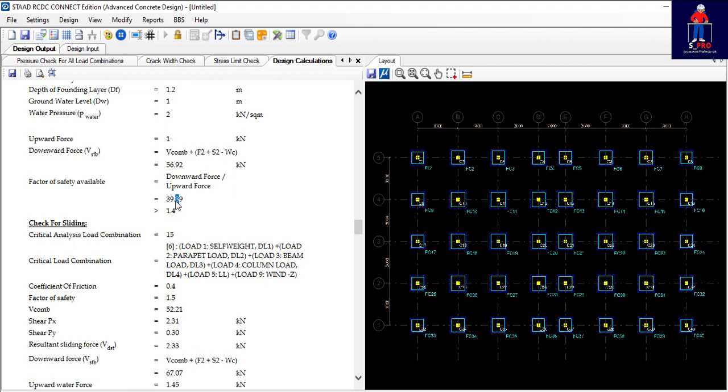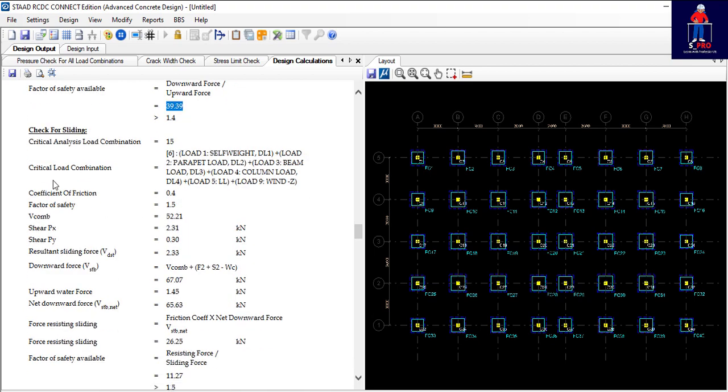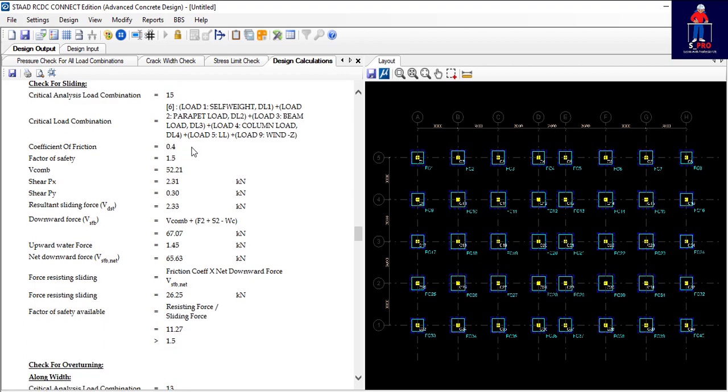So the self weight of the structure, considering the water level, can withstand buoyancy. That's the meaning. You have 39.39, which is far greater than 1.4, or if it is 1.5 you are using as factor of safety, it is still okay. So we have check for sliding, the same thing.